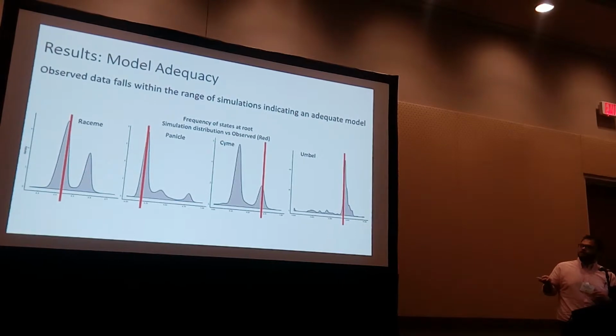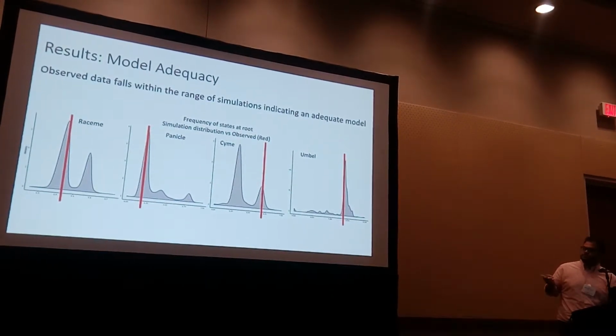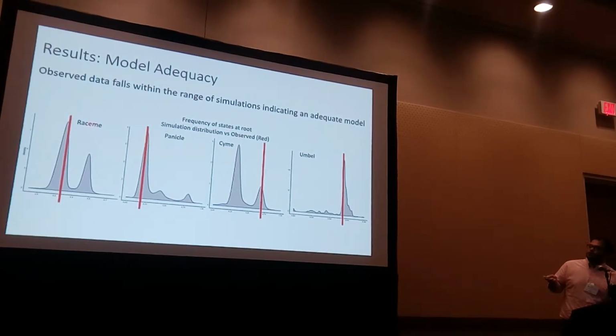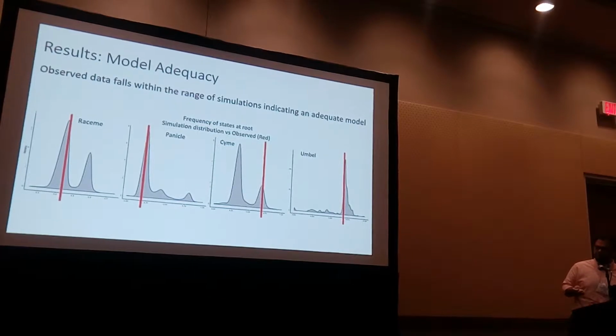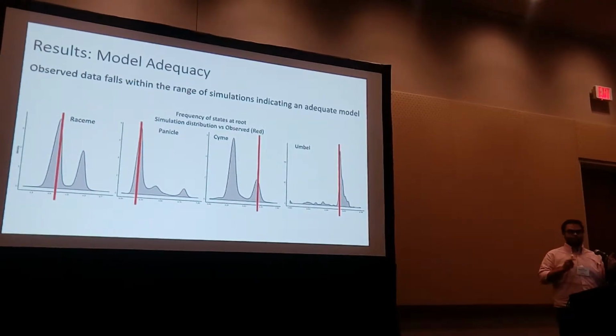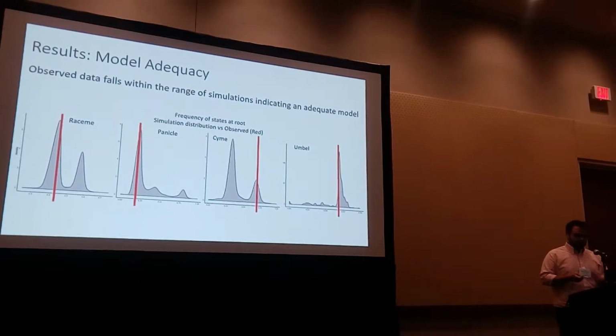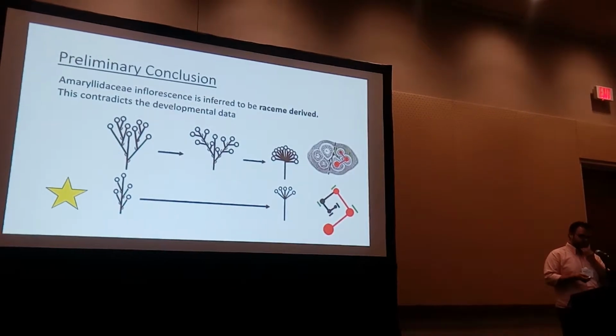And so here is one of the test statistics that we used, which was the frequency of the state at the root for the different states, and they all fell within the bounds. The other 2 test statistics that we used were parsimony scores and the tip distribution, the state distributions at the tips. And so we can preliminarily conclude that the MRCA inflorescence is raceme derived.